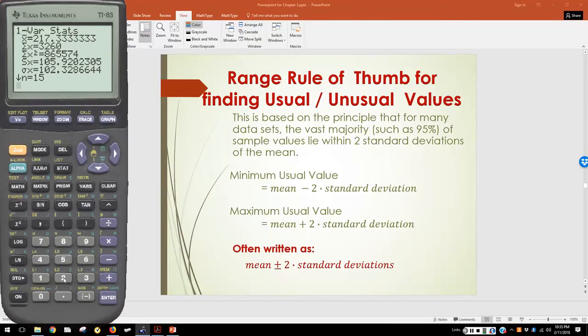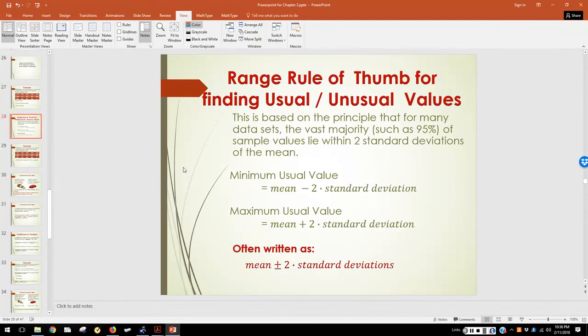In the case of our flight times, we would take the mean of 217.3 minus 2 times 105.92 and find that the minimum usual time should have been 5.46 hours. And then repeating the same calculation, but adding 2 standard deviations, we would find that the maximum usual time is 429.14 hours.